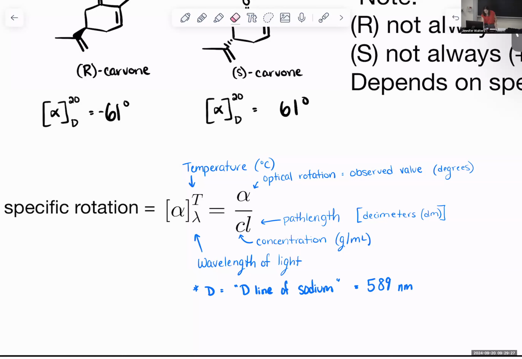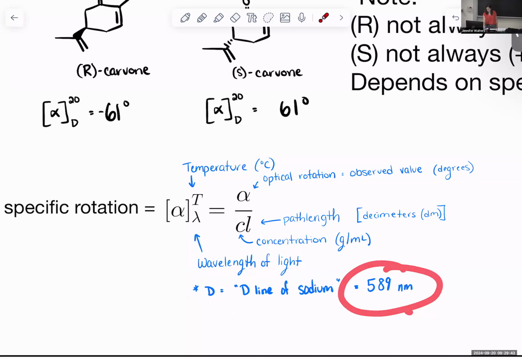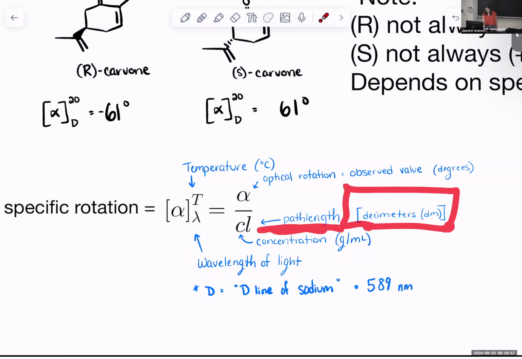Okay, whatever. The point is, the D line of sodium is used because sodium lamps are really cheap and easy to access. So that means that the wavelength that you're actually using is 589 nanometers. That's what we filtered for, commonly. So sometimes you'll see that number, sometimes you just see D. The D is going to be the D line of sodium, is what it's saying. The concentration is usually in grams per milliliter, and the path length is usually in decimeters, which is like the only time I've ever seen the prefix deci used.